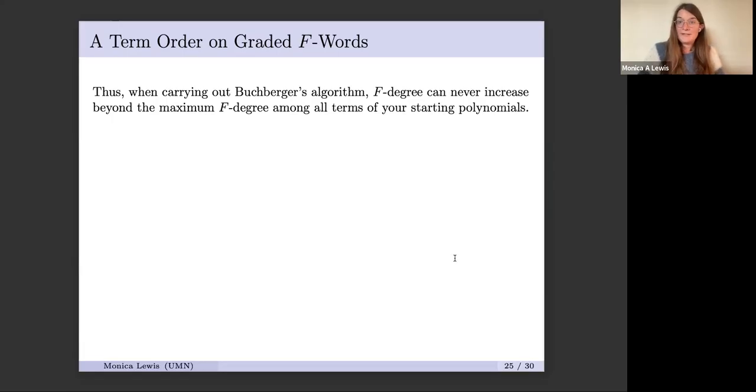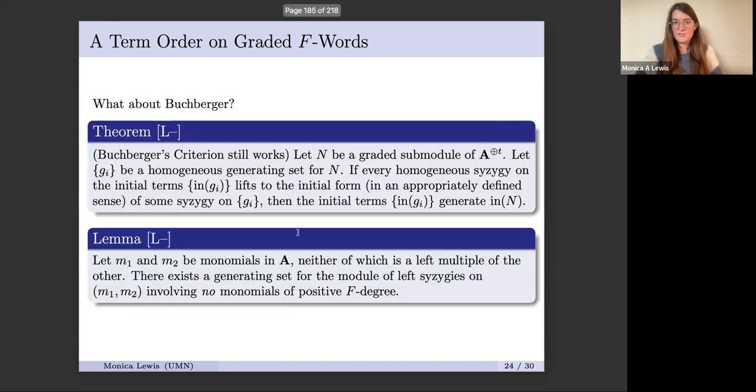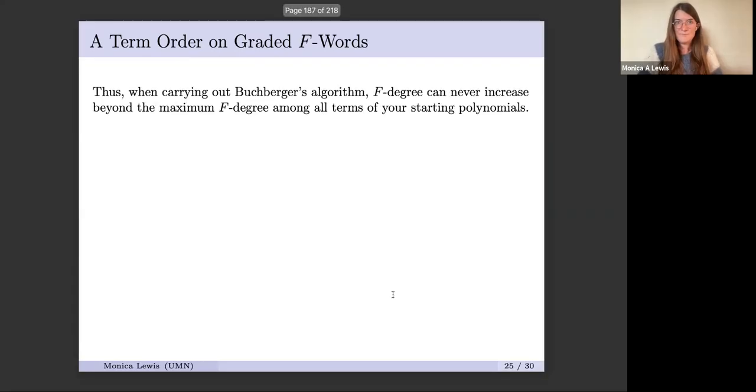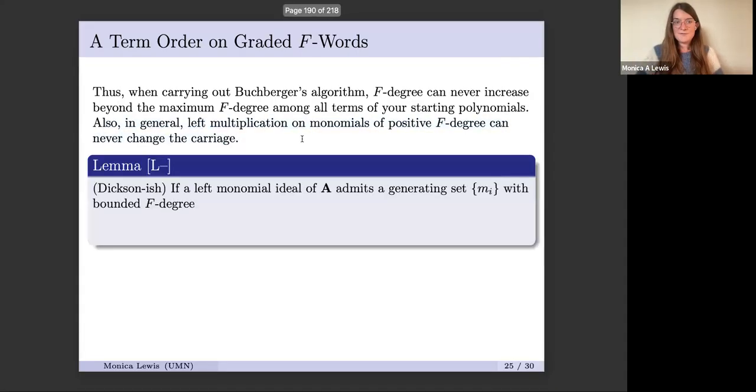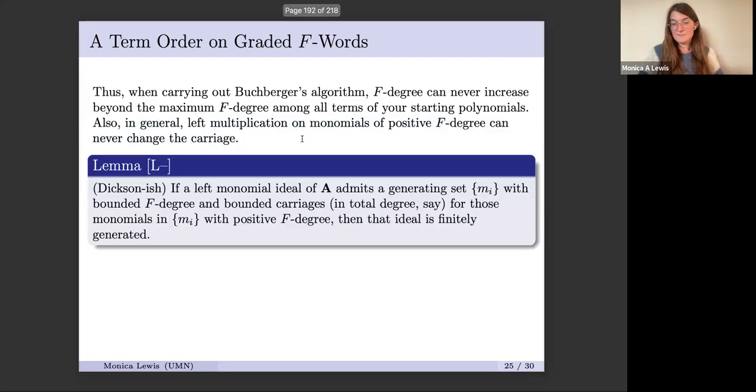And while you're carrying it out, the F degree turns out to never increase because you can explicitly classify monomial syzygies and just show that that is the case. And the carriages never change by left multiplication. So between those two facts, you can put together something that resembles Dickson's lemma, telling you that if you have bounds on carriages and bounds on F degree, then any monomial ideal is going to be finitely generated.